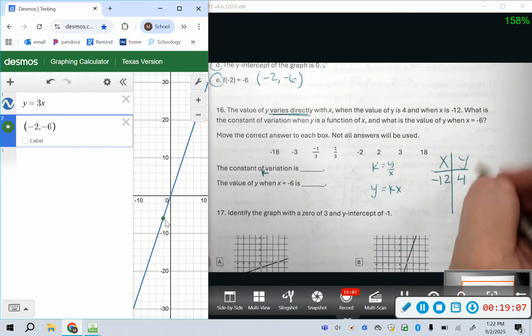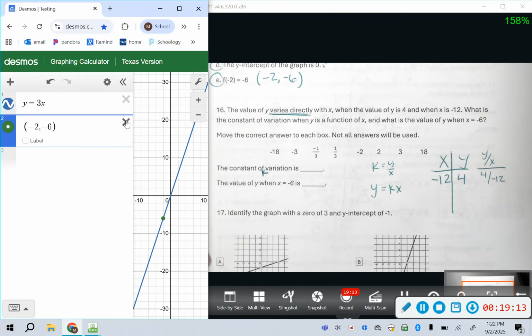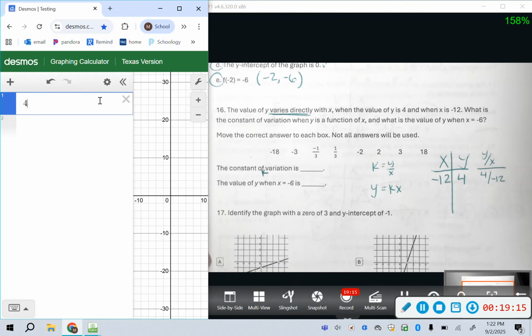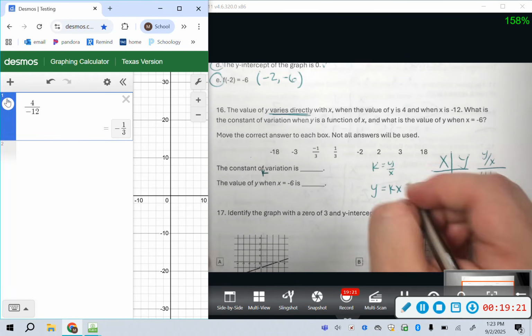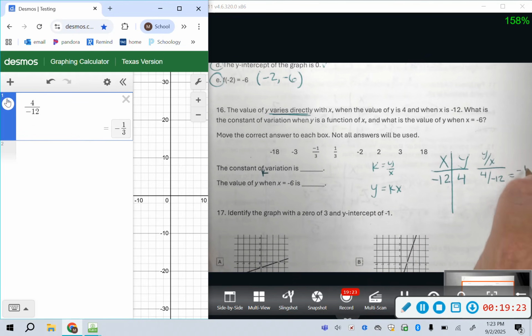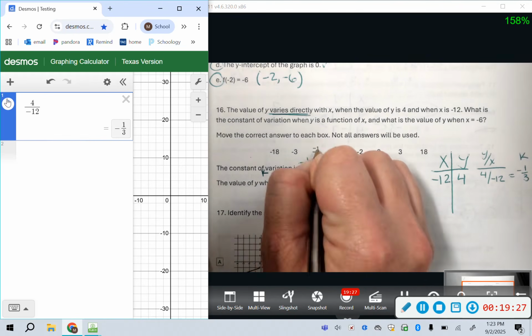So I need to find k. Y divided by x, so 4 divided by -12. I'm going to type that in my calculator. And I get this repeating decimal, which is not an option. So we're going to turn it into a fraction, and I get -1/3. So that is my k, and that is an option.